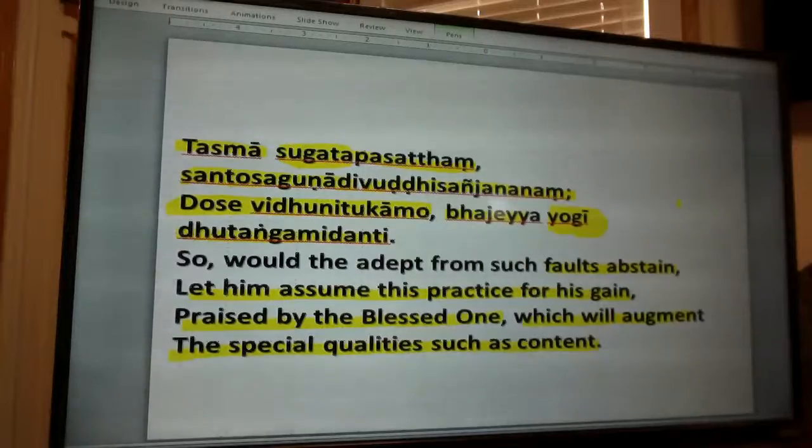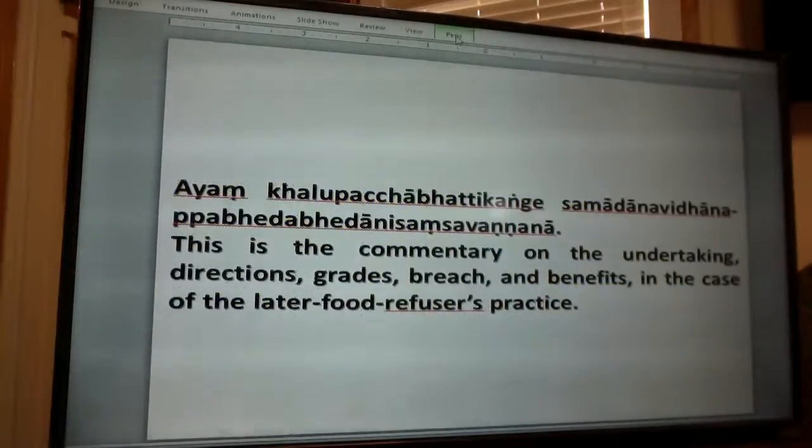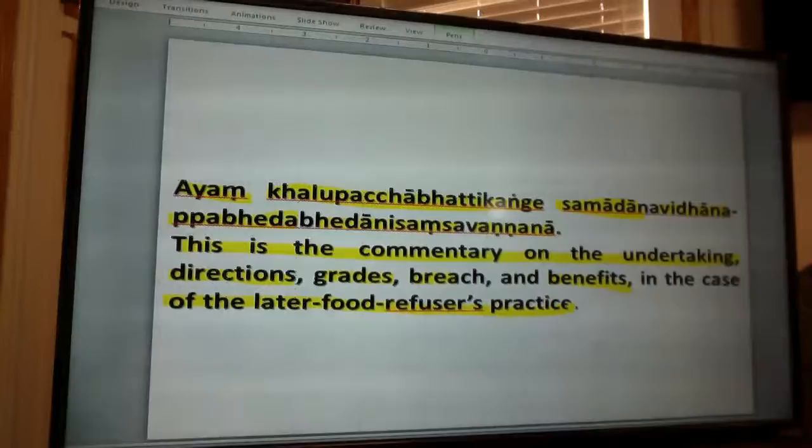So the last conclusion here is: In this practice, samadana is undertaking, vidhana is direction, pabheda is the grades, bheda is a breach, anisamsa is a benefit, vannana is a commentary or explanation. So this is a commentary on the undertaking, direction, grades, breach, and benefit in the case of the leftover refusal practice. So now we finish the leftover refusal practice.